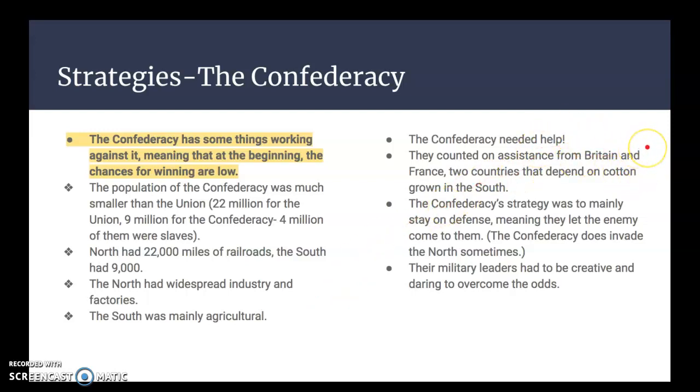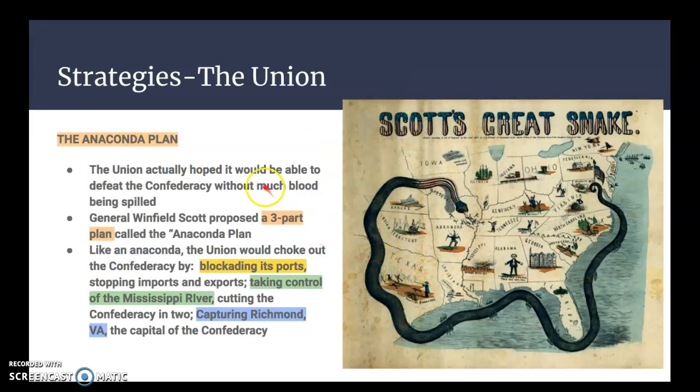So they count on getting assistance in multiple ways from Britain and France, because those two countries depended on the cotton grown in the South. The Confederacy's strategy was to mainly stay on the defense, meaning they would let the army come to them. That's a very, very smart move considering their situation. And their military leaders had to be creative and daring to overcome the odds.